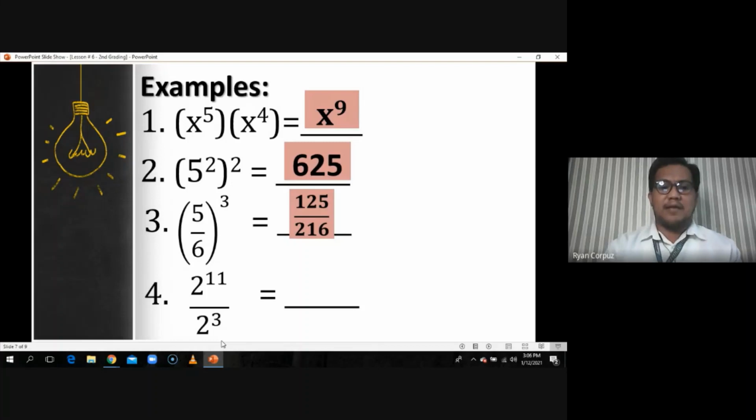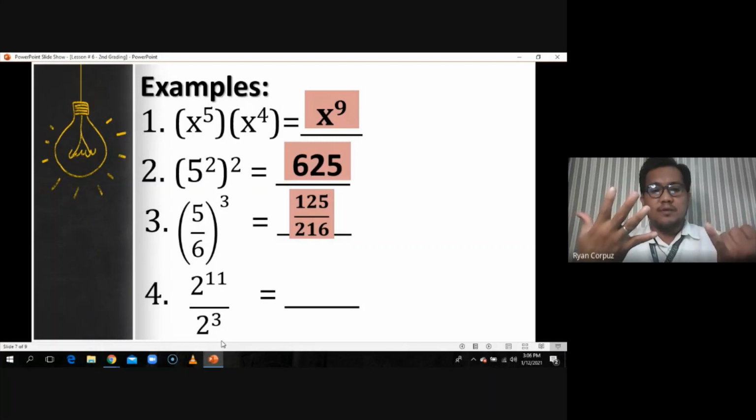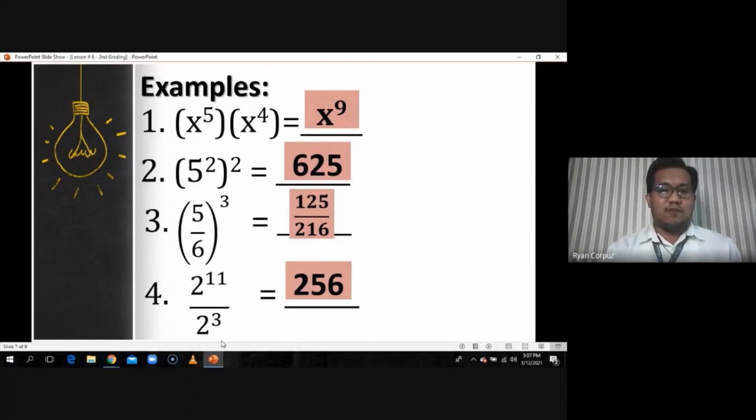So bilangin natin. That's 2 times 2, 4 times 2, 8 times 2, 16 times 2, 32 times 2, 64 times 2, 128 times 2, that's 256. So that's why when we are going to simplify that expression in number 4 with the application of the quotient rule, we'll come up with an answer which is 256. Any questions?